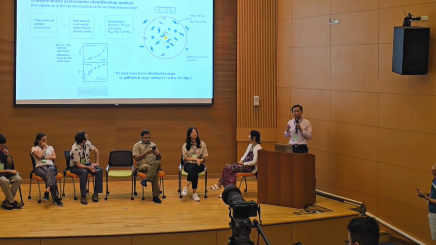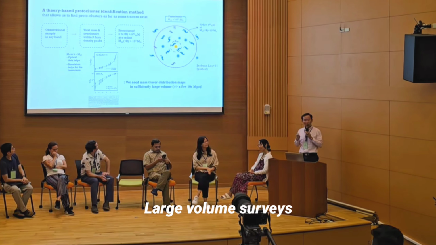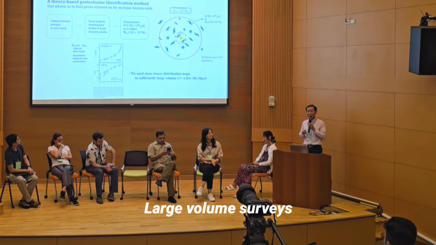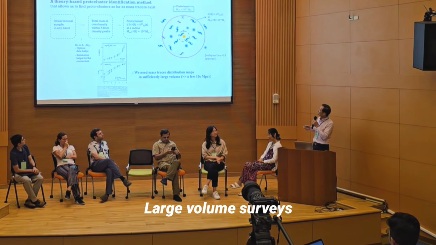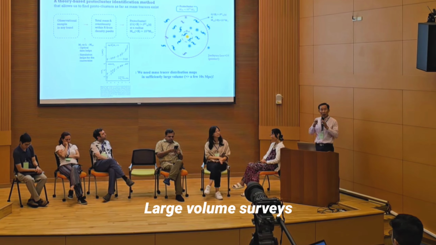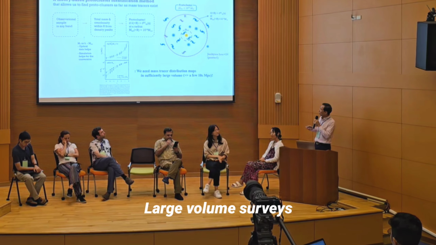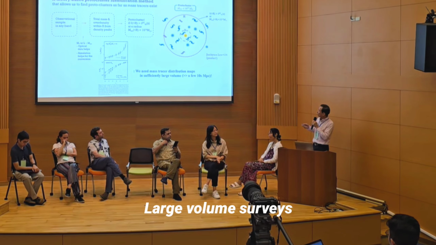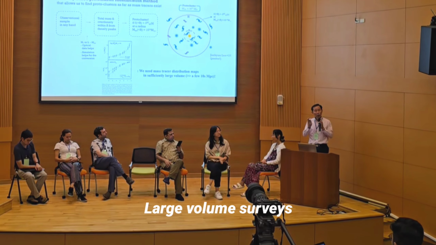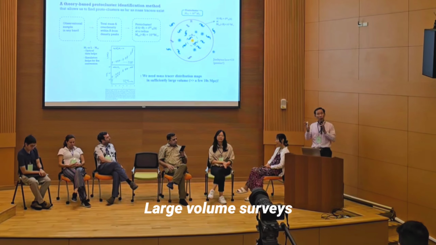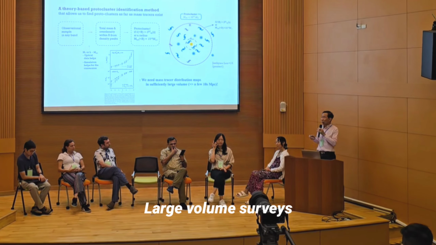I need a large statistical observational sample to accomplish my theoretical work, and one requirement is a large volume or large area survey. I'd like to explain why I need that. I want to identify a protocluster according to the spherical top-hat collapse model.